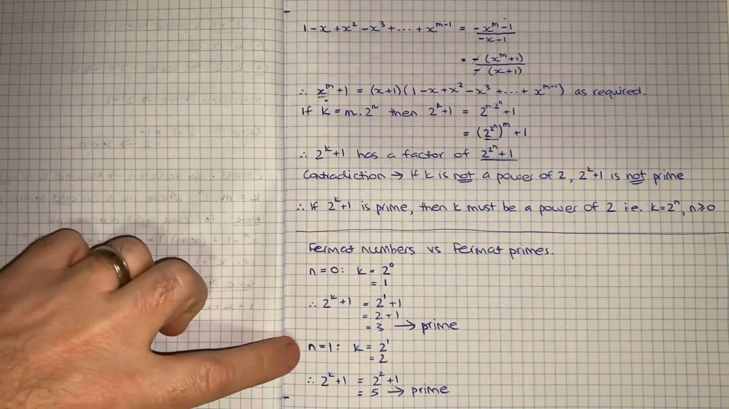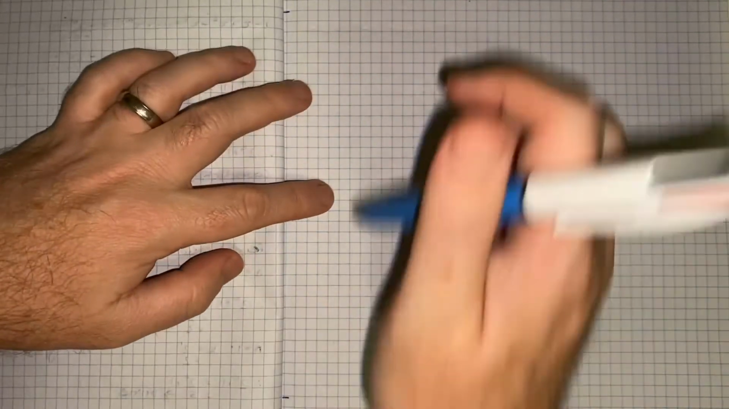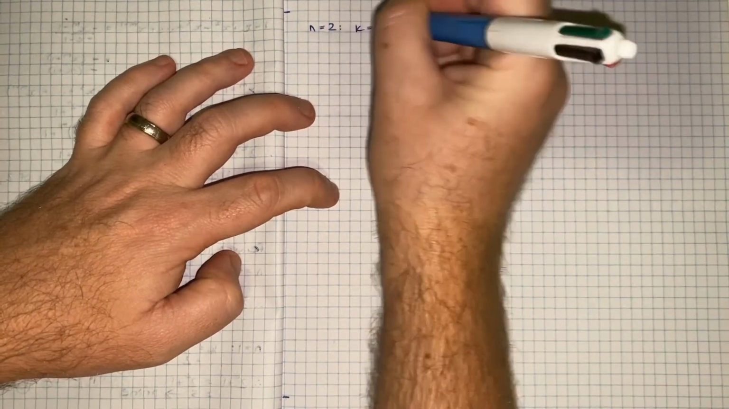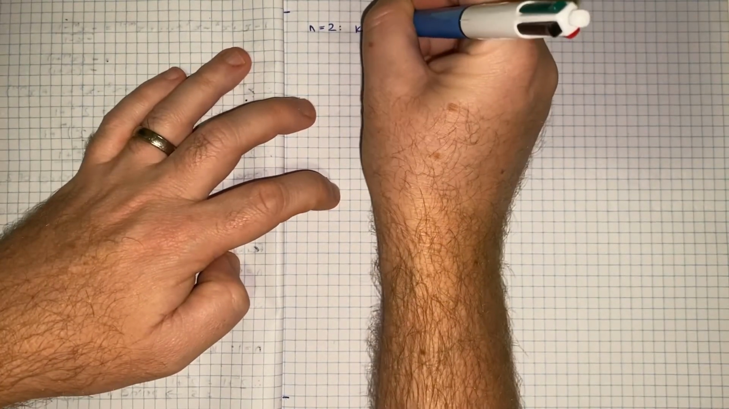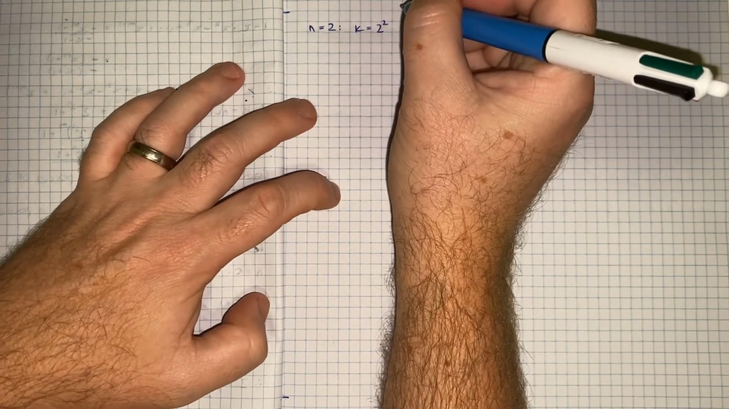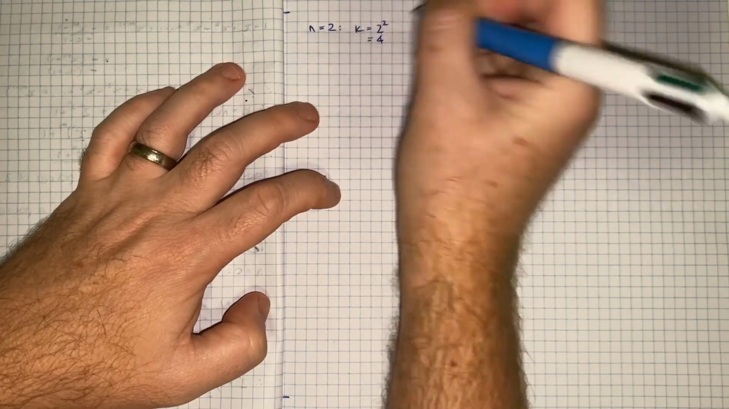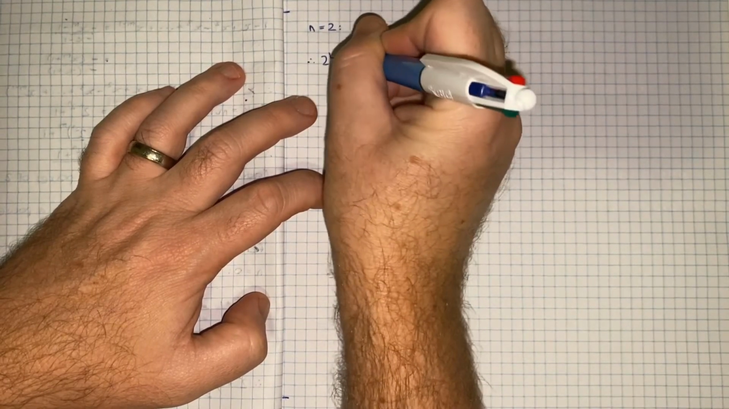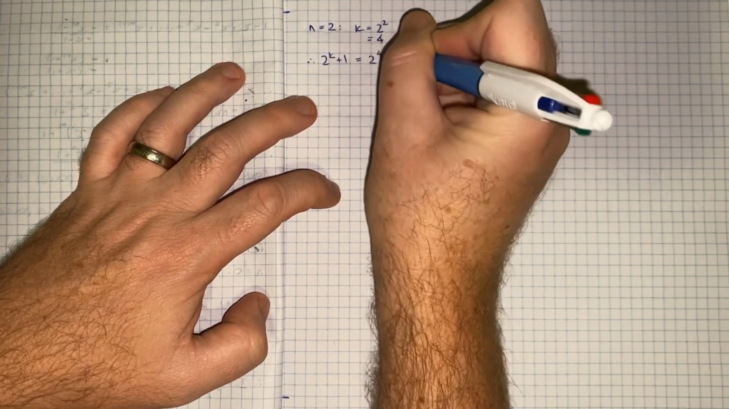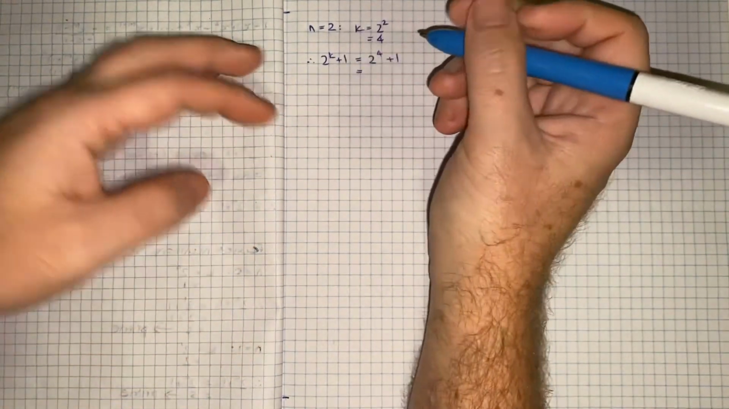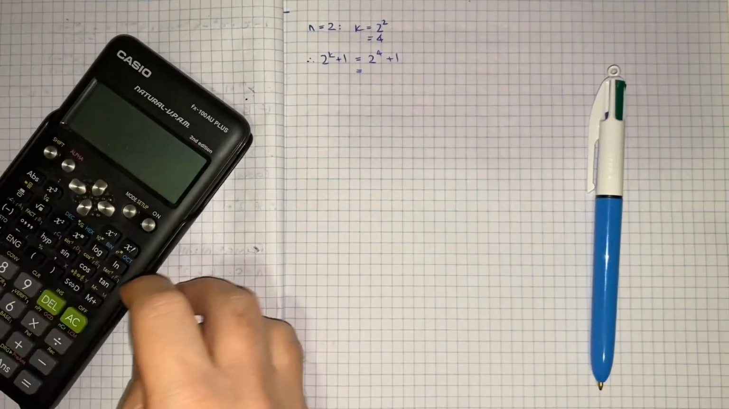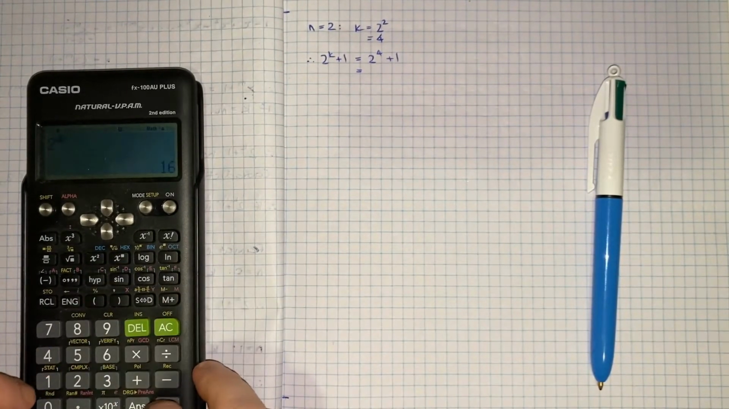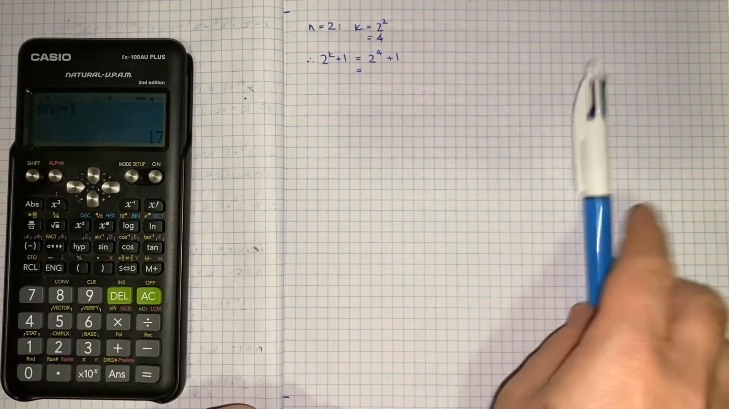Let's take a look at n equal to 2. When n is equal to 2, k would be 2 squared, which is equal to 4. Therefore our Fermat number 2^k + 1 is equal to 2^4 + 1. Now I might just use my calculator to make sure I don't make mistakes. 2^4 + 1 is 17.